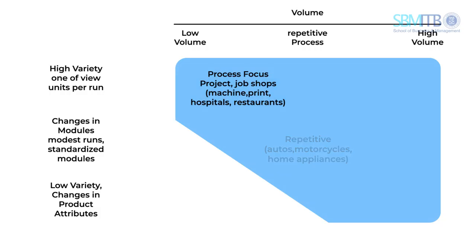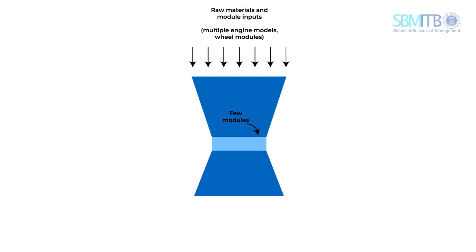The next category is repetitive, where the process has moderate variety and moderate volume. In this case, production is characterized by modularity, where different products are due to different modules inside them. However, each module is made to standard to guarantee interchangeability between the same modules. The repetitive process runs at a modest speed compared to the process focus. Industries that use the repetitive process are the automobile and electronics industries, producing cars, motorcycles, and home appliances. In the repetitive process, the system takes an input and creates modules as an output.